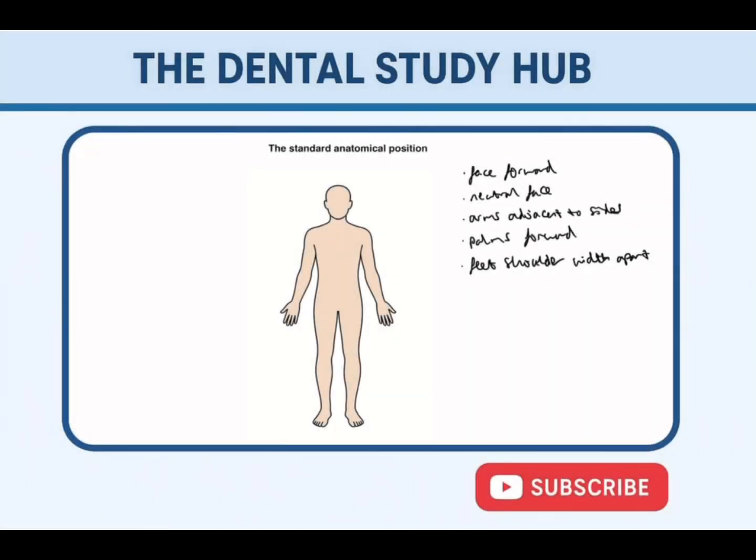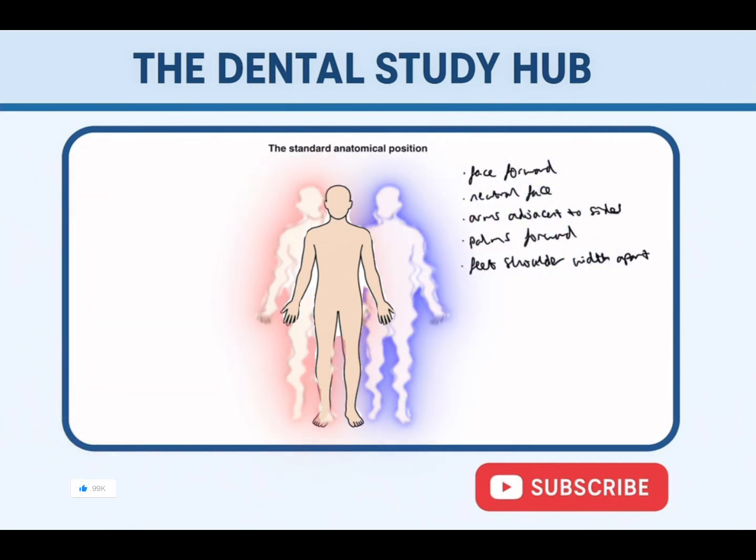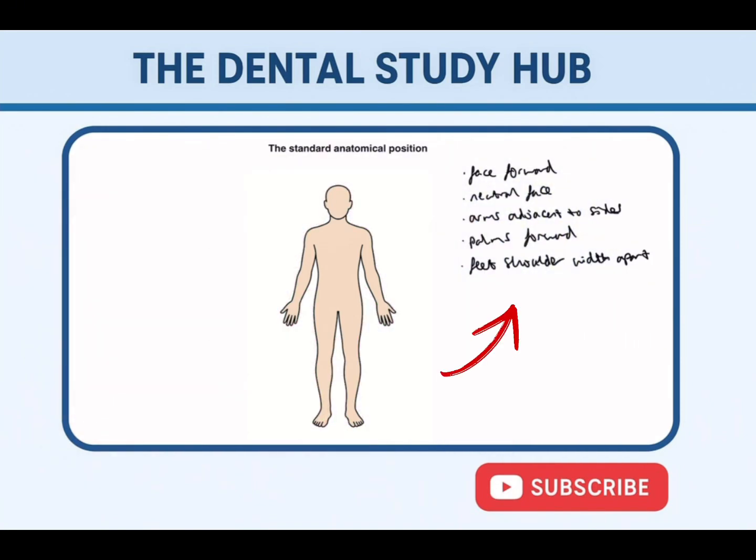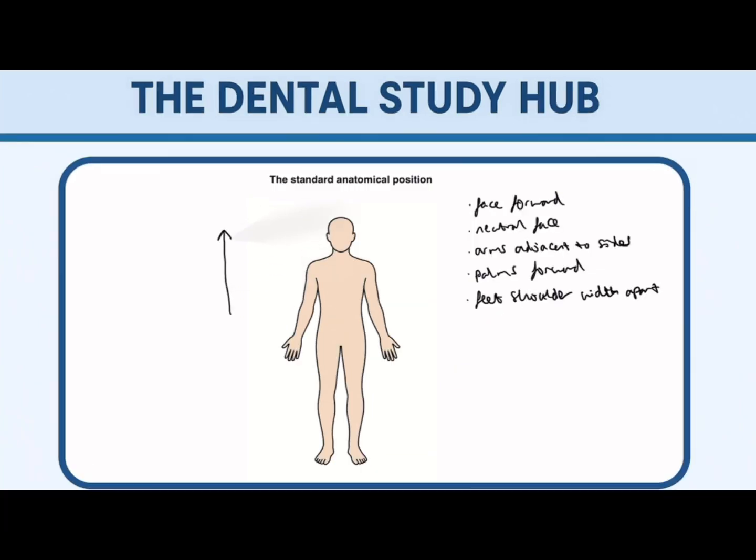So if you get confused with the anatomical positions and how we can have directional terms in human anatomy, this video is going to make it super simple. To start with, we have the standard anatomical position, which is facing forwards, a neutral face, no smiling, anything like that. We have palms forward, arms adjacent to the side, feet shoulder width apart. So we're going to begin with superior and inferior.